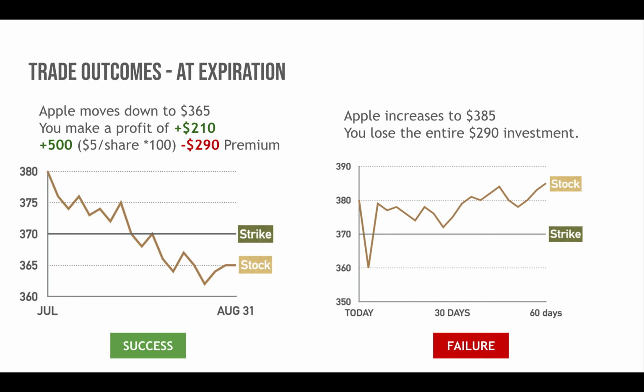So that is the put option. If that's still a little confusing, don't worry because now we're going to go into Thinkorswim and take a look at the risk graph.